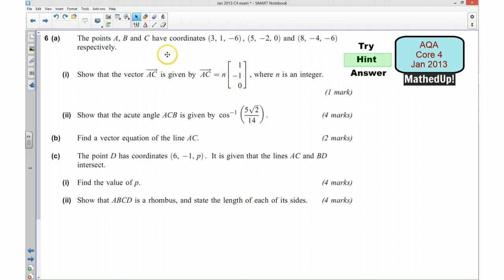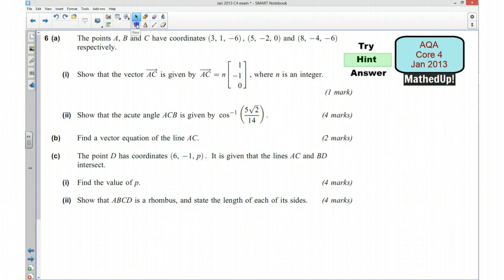So I need to know the direction in which you would go to get from this coordinate to this coordinate here, AC. So you would want to do the position vector of this and subtract the position vector of this one here. Part 2 says show that the acute angle ACB is given by the inverse cosine of this over here.